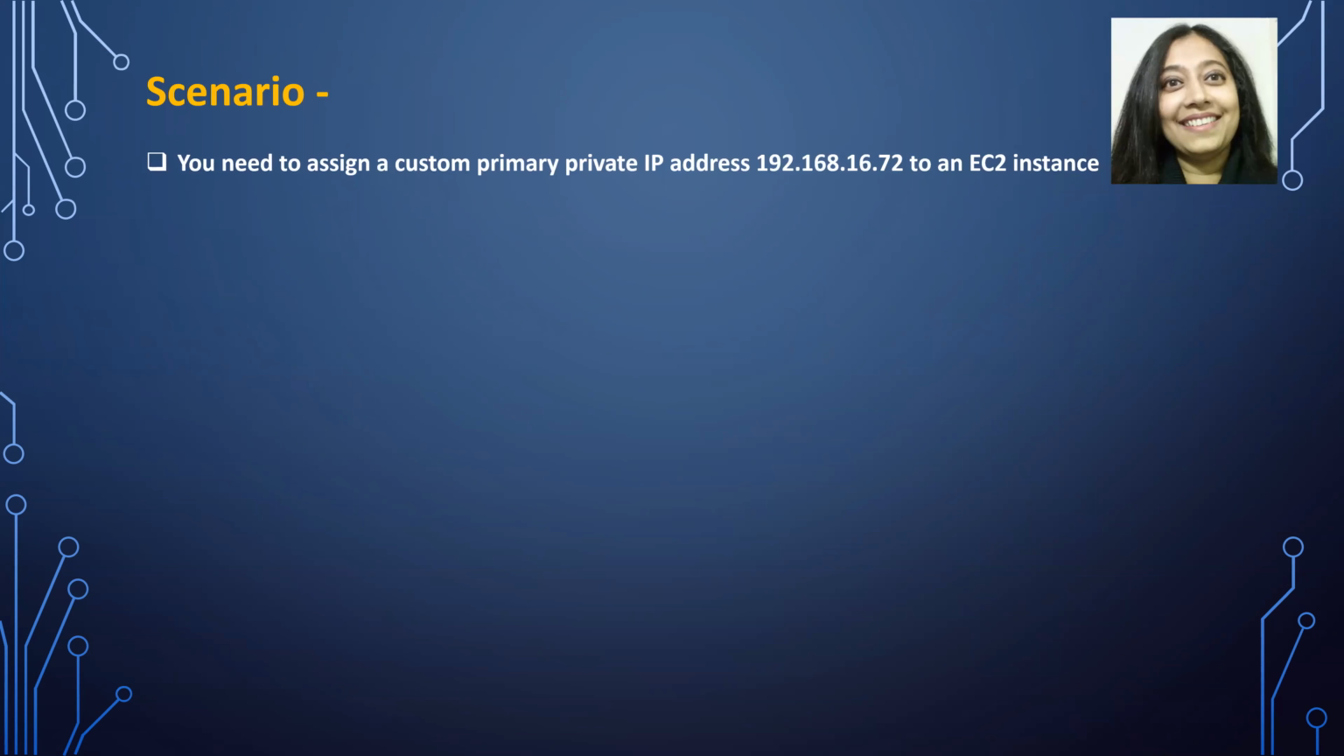Scenario for our lab today: you need to assign a custom primary private IP address, that is 192.168.16.72, to an EC2 instance.